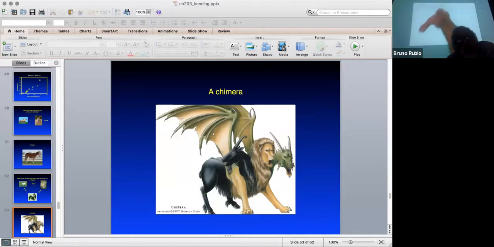See, this is the actual structure of the molecule. It's not a goat, it's not a lion, it's not a dragon, and it's not flipping back and forth. One instant it's a goat, another instant it's a lion, another instant it's a dragon. That's not what resonance is about. The actual structure of the molecule is a composite of all of its resonance structures.